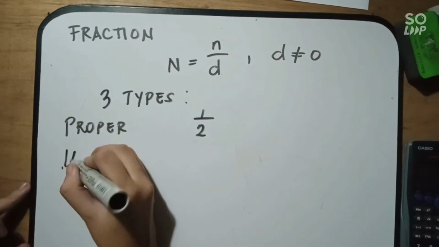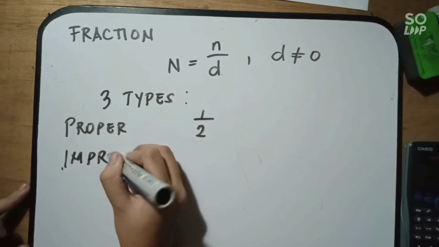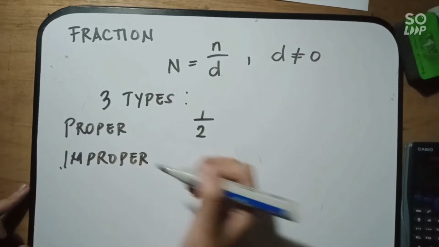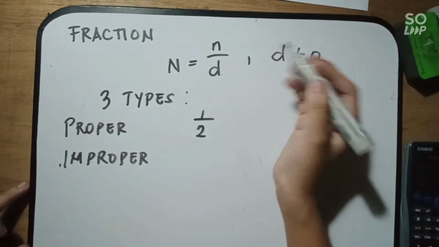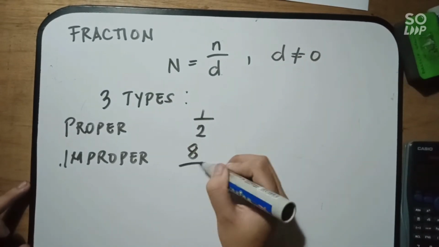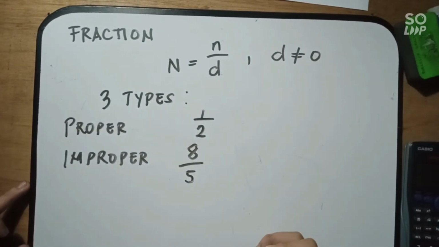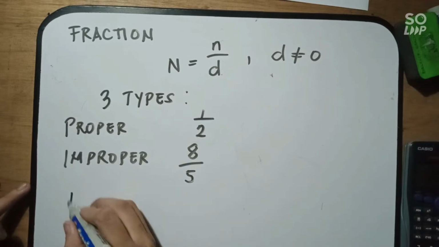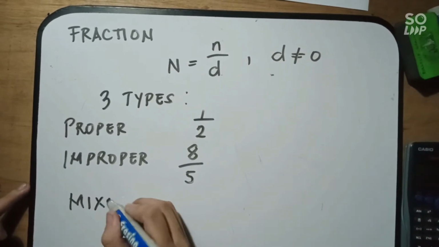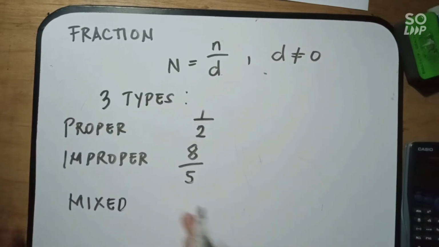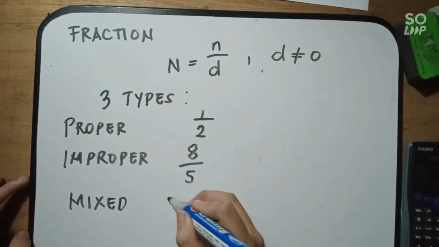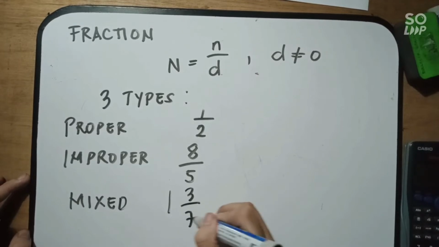The other type of fraction is called the improper fraction. In the improper fraction, the numerator is greater than the denominator. An example of this is 8/5. The last type of fraction is the mixed number. A mixed number is a combination of a whole number and a fraction. An example of this is 1 and 3/7.